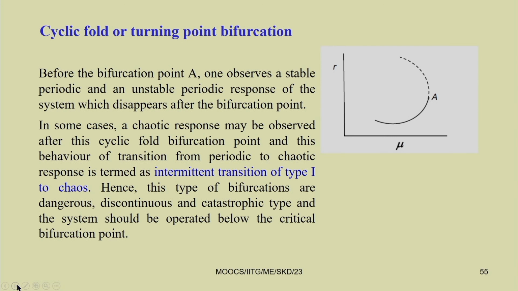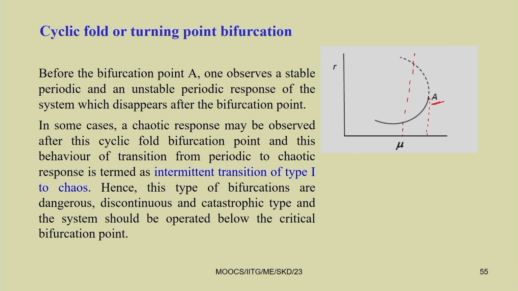Here you are just plotting the amplitude, either the amplitude of the response or you just take the Poincare section and plot it. Let A be the bifurcation point. So, before the bifurcation point A, one observes a stable periodic and an unstable periodic response of the system. You just take any point here, this is before A. So, before point A, you have two periodic responses, one is stable periodic and one is unstable periodic.